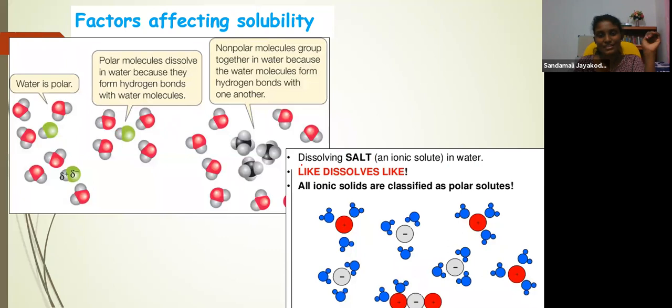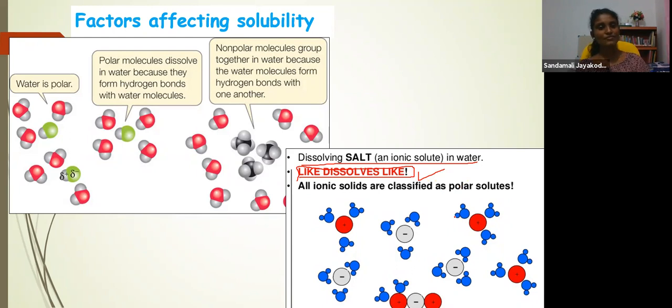Here again it is given, dissolving salt, an ionic solute in water. We have a special term here: like dissolves like. This is our key phrase, and we need to remember it. Easily, using three words, we can say that like dissolves like.